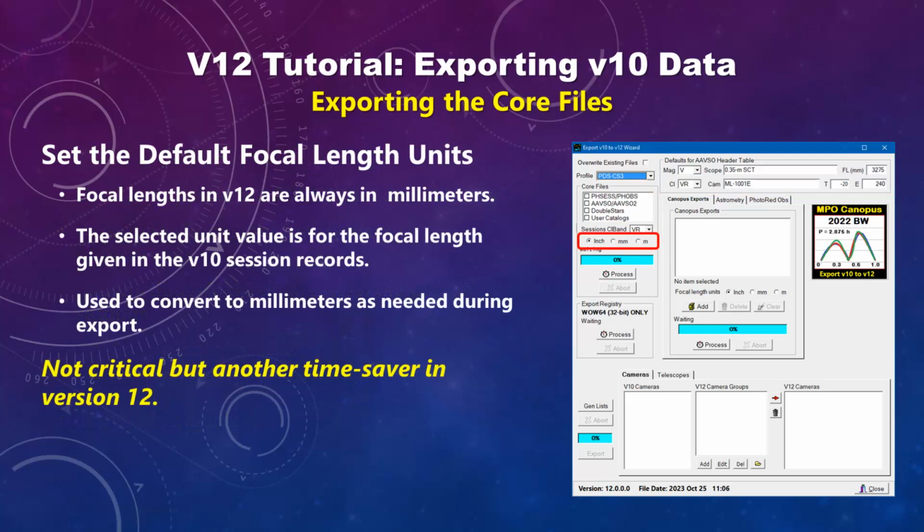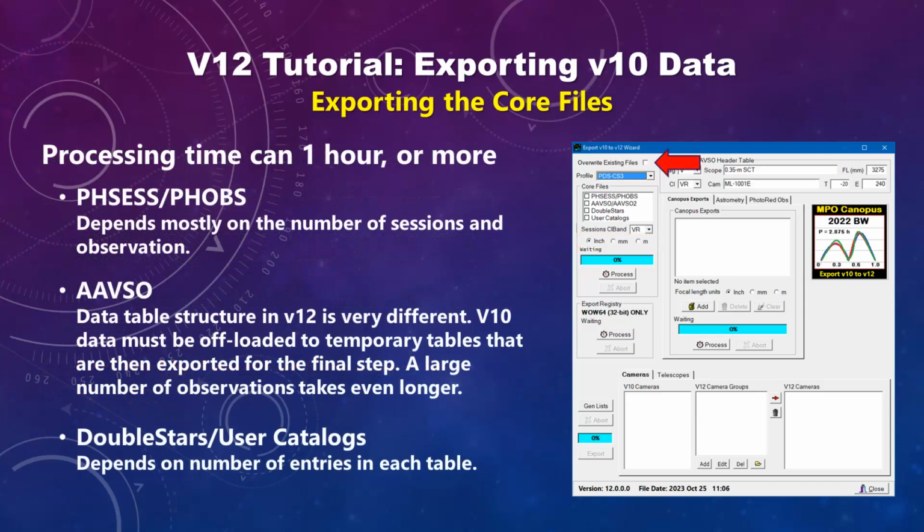This is another issue that is not critical. Changes can be made using the version 12 Sessions Manager. Be aware that exporting version 10 core files data can take a very long time. With more than 20,000 photometry sessions and 1.4 million observations, that conversion alone took more than 1 hour. The reason is that the structures of the version 12 tables do not match those in version 10. There's a lot of translation going on during the export.